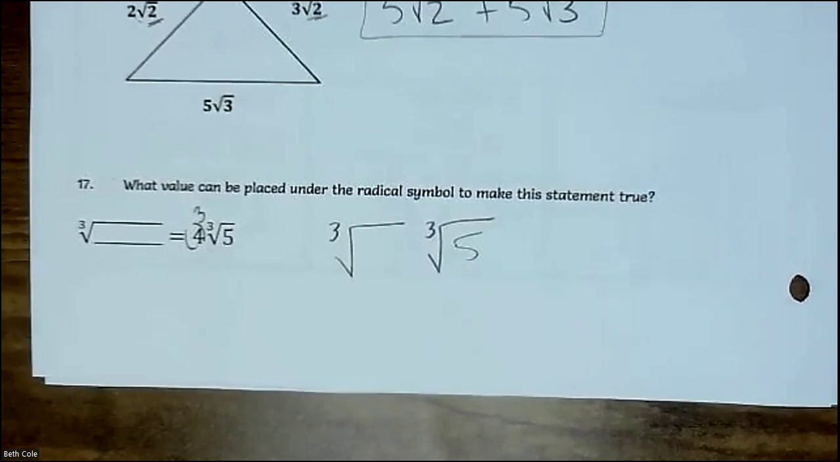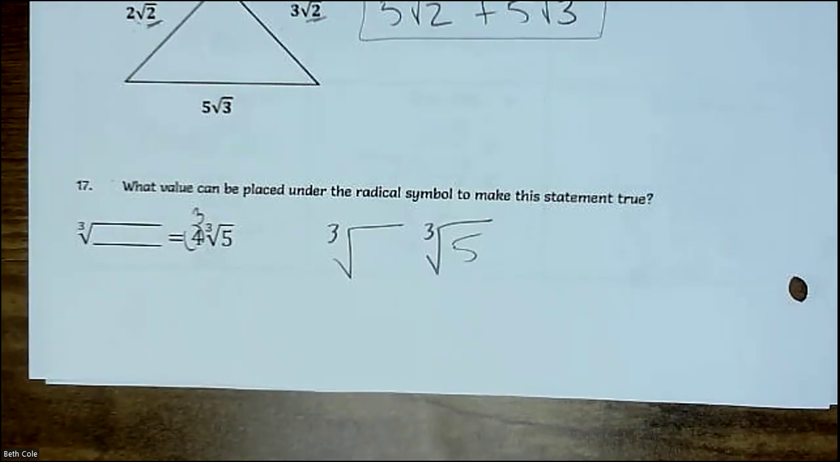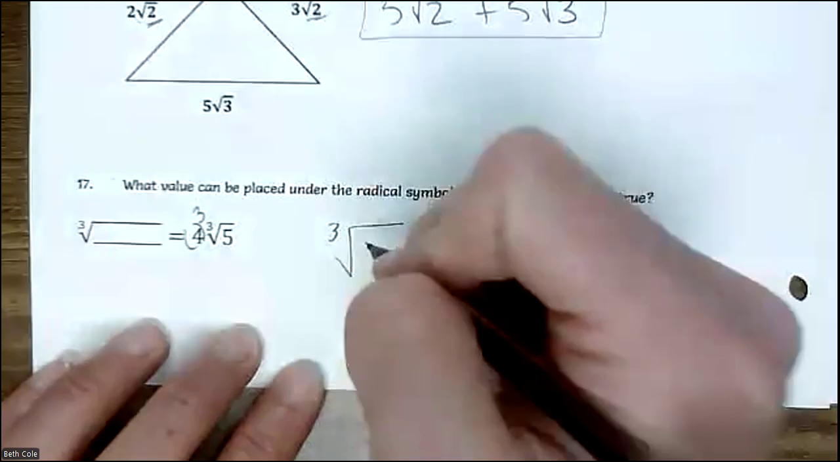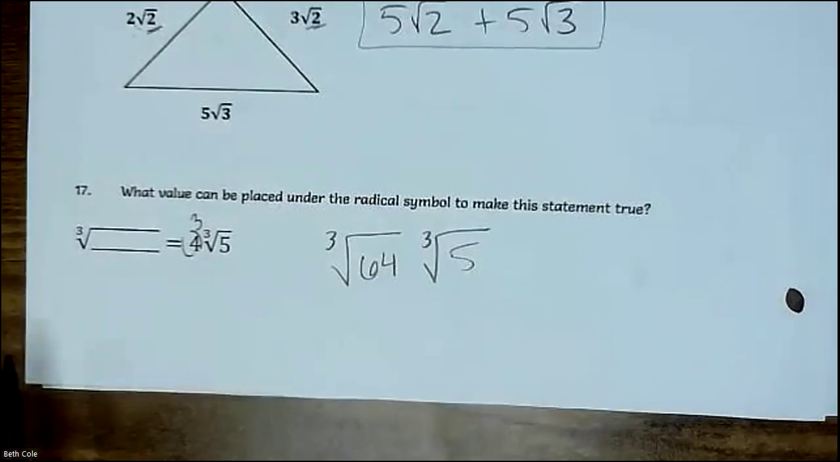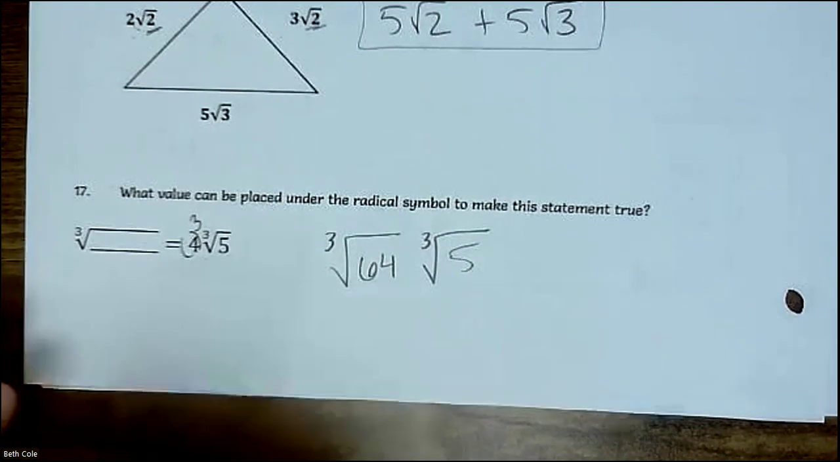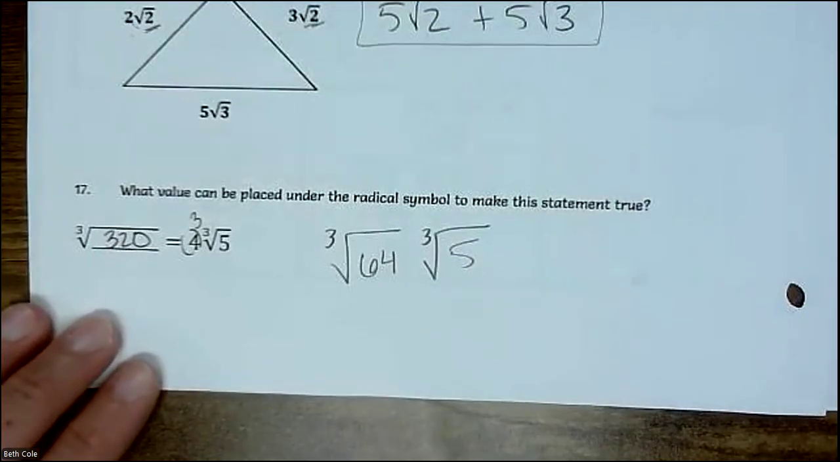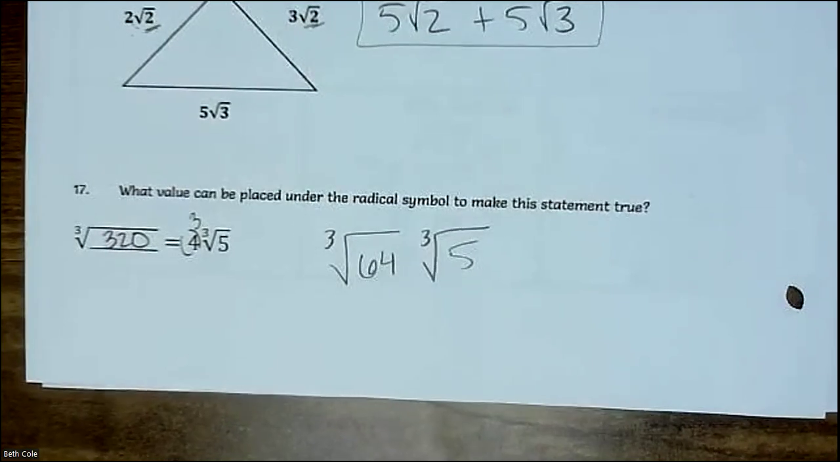It's on your list if you look back at it. Can anybody find it? Look back at your list. What is 4 cubed? It is 64. Good job. And then all you're going to do is 64 times 5. I'm not going to share my screen because I'm just going to type that in. 64 times 5 is 320. So you're just going backwards. Instead of cube rooting, you are cubing.